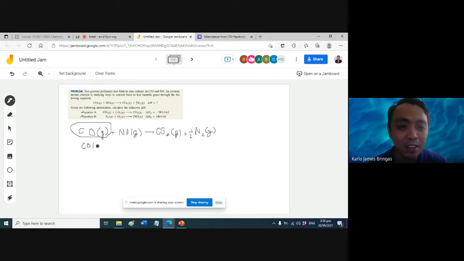Anyway, sige, dictate nyo na lang guys ano aking isusulat dito. So nakasabi naman kanina na we just have to copy lang whatever is the equation A that we have. So copy ko lang sa equation A. So that gives me the following.